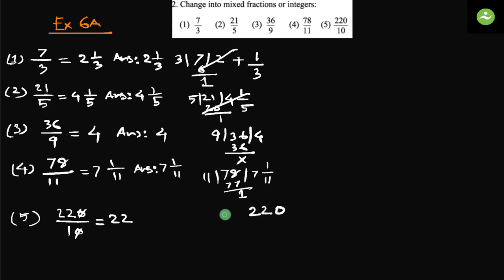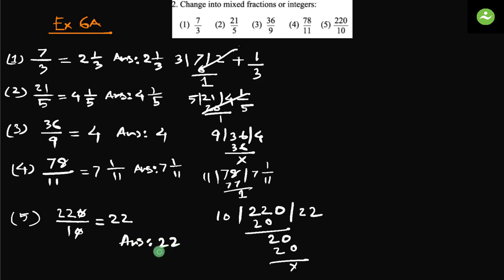220, we can check here. Let us divide 220 by 10. 10 into 22 is 2, 10 into 2 is 20. So 22. This is the answer. The answer is 22.